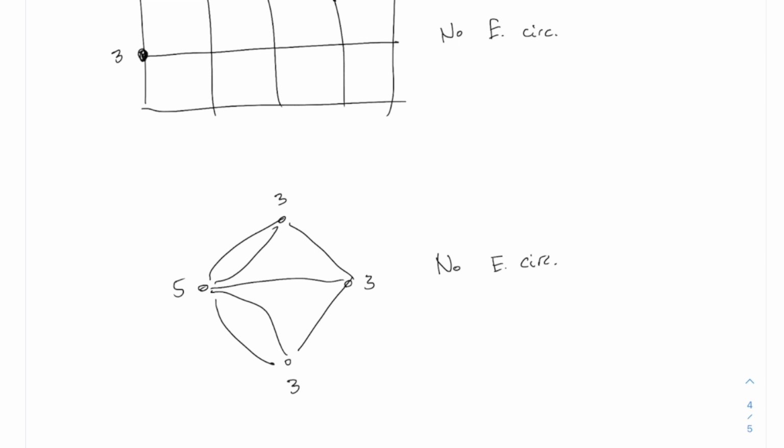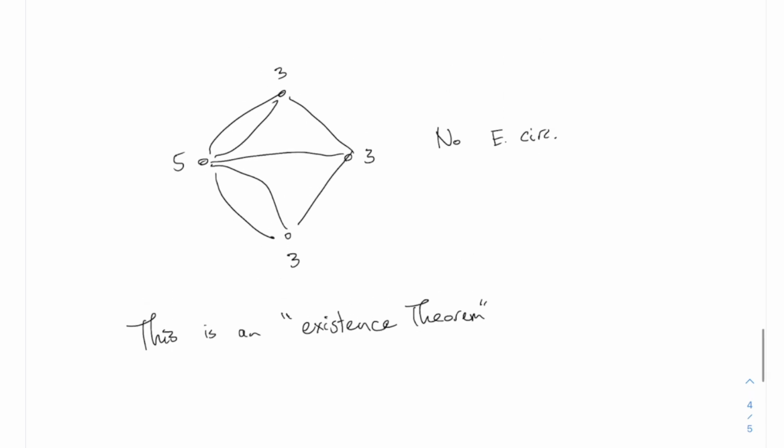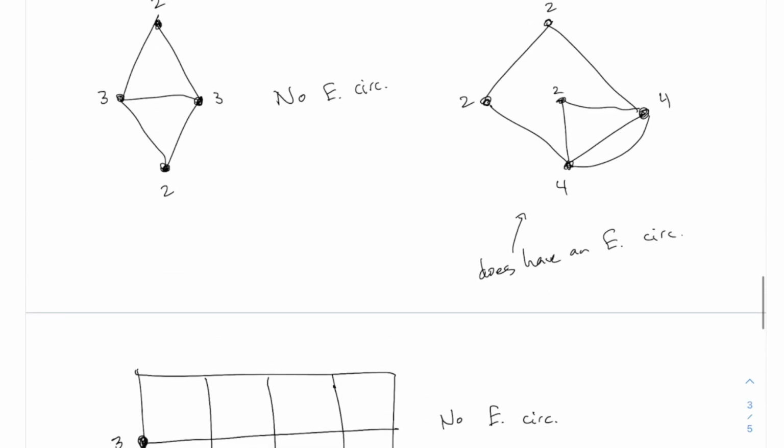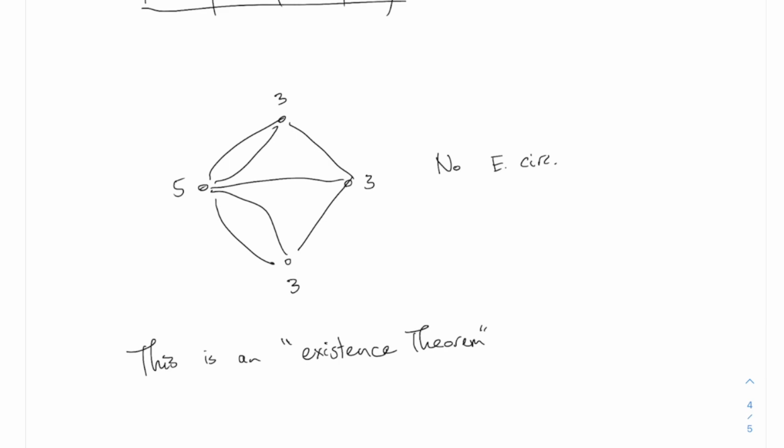One thing to say about this is what we call an existence theorem. That is, it only tells you if something exists or not. It doesn't actually tell you how to find it if it does exist. So, for instance, in this example here, you can tell that there is an Euler circuit. Euler's theorem doesn't actually tell you where it is. It just says there is an Euler circuit. But that's called an existence theorem.